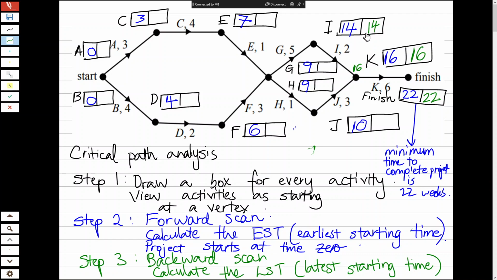16 minus 2 gives me 14. Are they just all the same number? No. Oh, damn it. Some of them will be the same. Why?